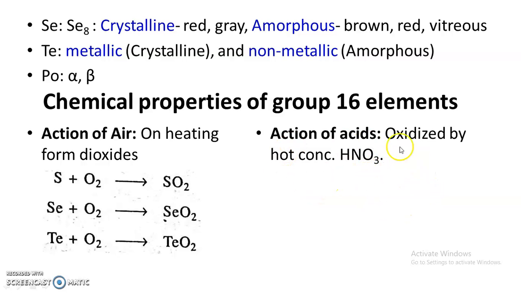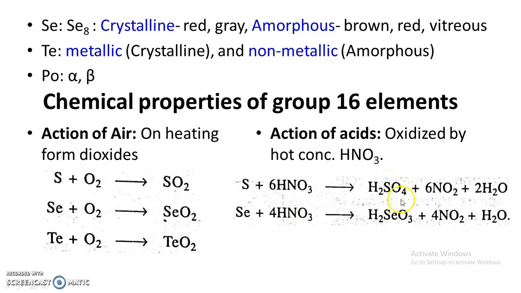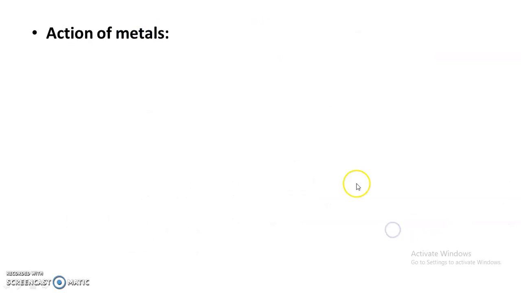Then action of acids. So when these elements are treated with concentrated nitric acid, there is oxidation of sulfur and selenium into the corresponding acid. So sulfur gets oxidized into sulfuric acid. Selenium also reacts with nitric acid, and there is oxidation of selenium into hydrogen selenite.